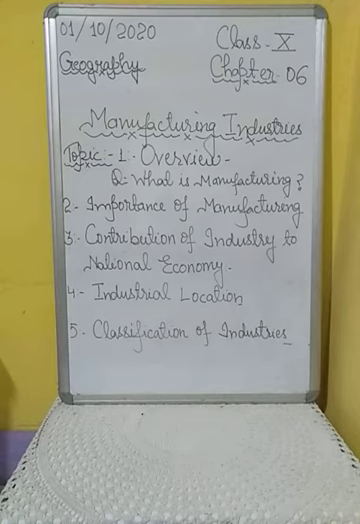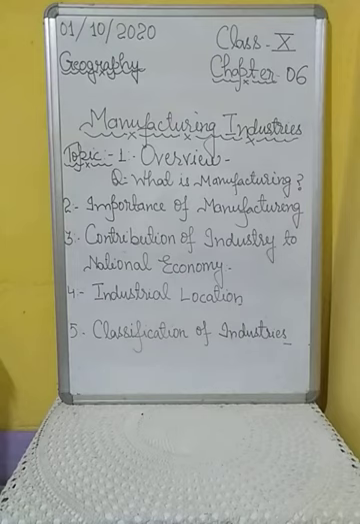Next one is consumer industries. So, consumer industries are those industries which produce goods for consumers. Finished goods of these industries are directly sold in the market to consumers. For example, sugar, toothpaste, soap, bread, paper, etc.